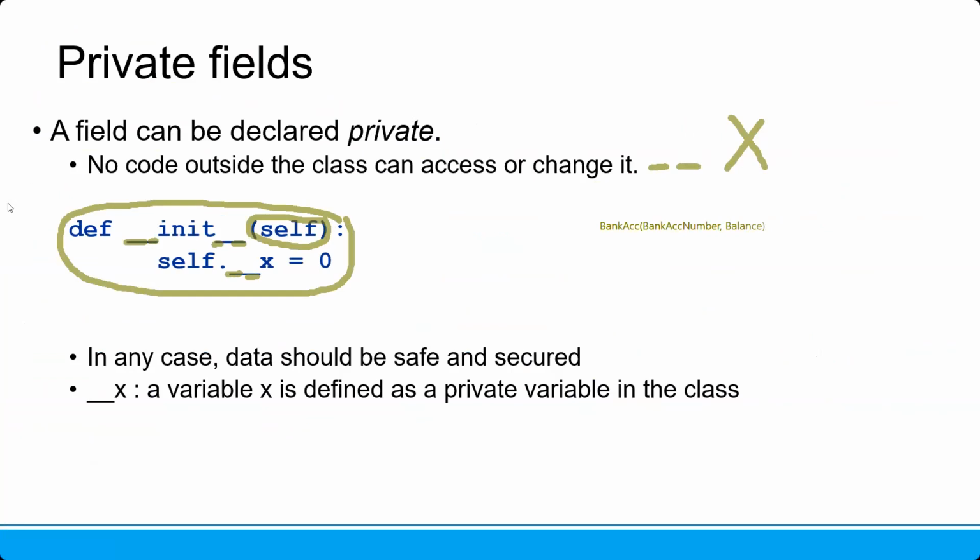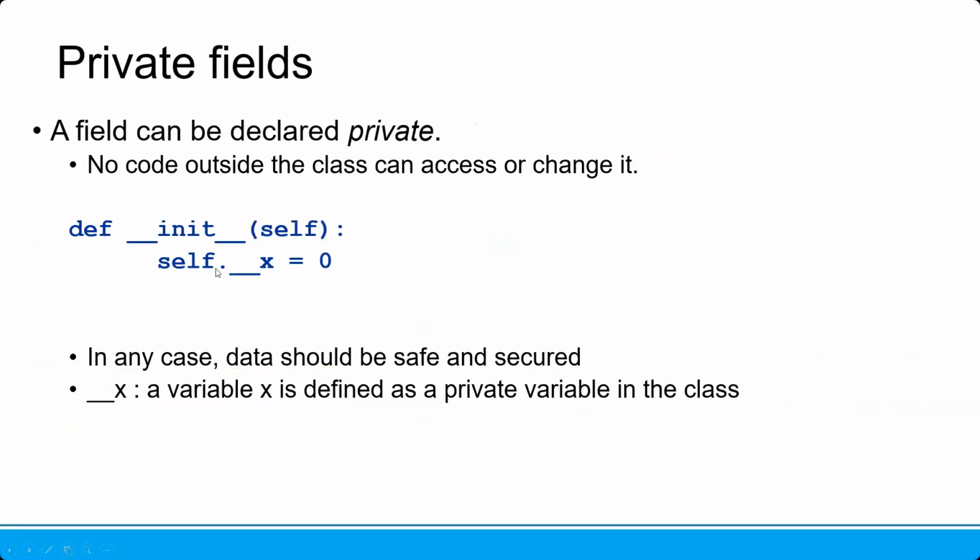Then if you want to create the data in the class, you can make the underbar bank account number, and then you can create the underbar balance. By giving these two underbars, it will be private data. So in any case, data should be safe and secure. So underbar x means a variable x is defined as a private variable in the class.